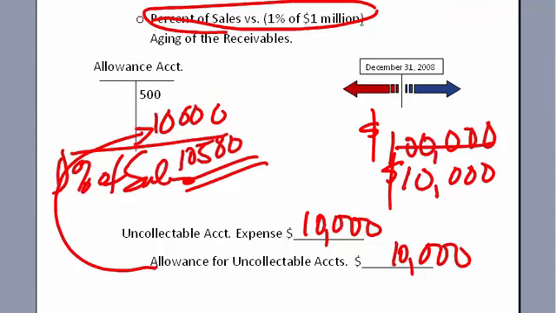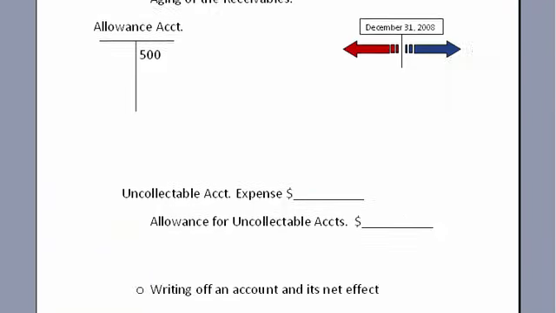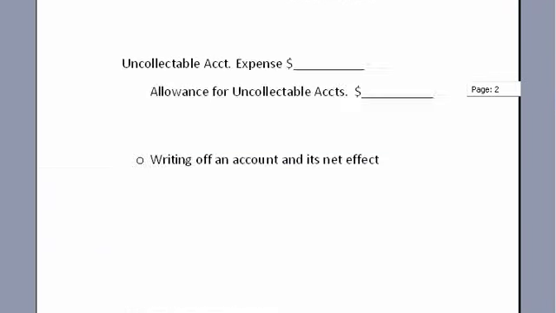The issue here is because you're using the percent of the sales, and sales is an income statement account, we don't care what the ending balance is in the allowance account. What we care about is the dollar amount that goes into that allowance. In contrast to that, what we have is something called aging of the receivables.